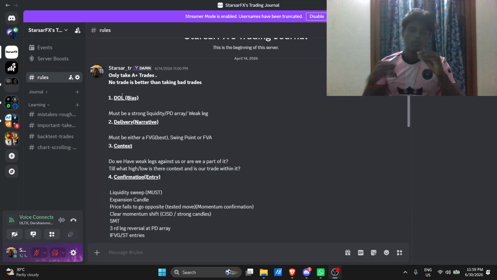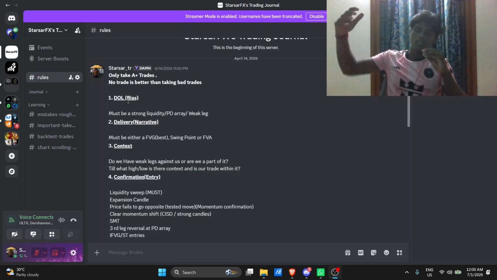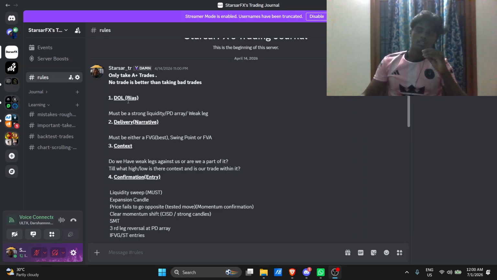The draw on liquidity, the delivery and the context, these three are the main things. They have always been the main things, but lately I've been taking quite a lot of continuation trades in low resistance areas, which are not high probability because my SL and TP are not in the best places. When my SL and TP aren't in the best place, I'm looking for something beyond my context, somewhere that's low probability for price to go, and that's something I don't want. So I'm only going to take A plus setups with draw on liquidity, delivery, and context. These three are the things I take from PDRAs.